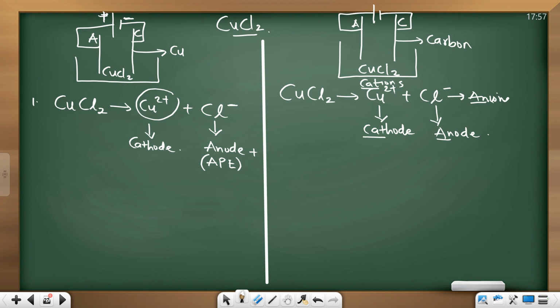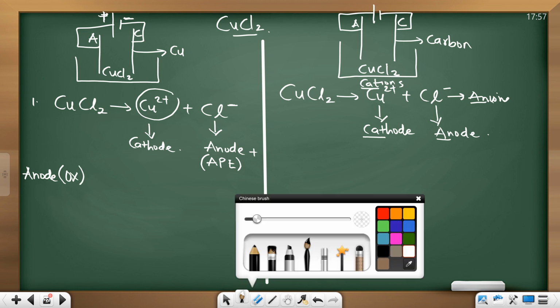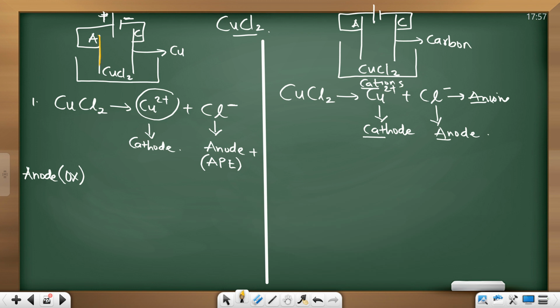The next step is what's key. What happens at the anode? Oxidation. What do we have at the anode? This is the Cl minus. Here we have Cu. This electrode is what? I have two things on that side. What happens at the anode? Oxidation.